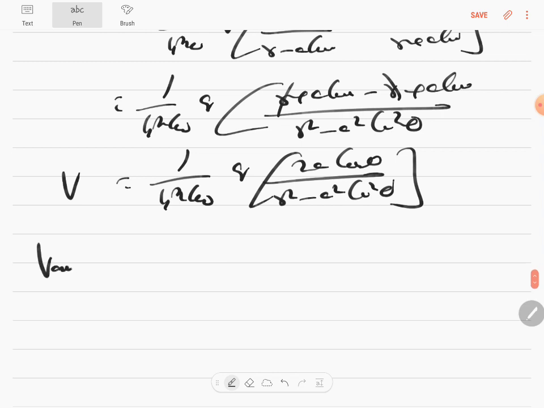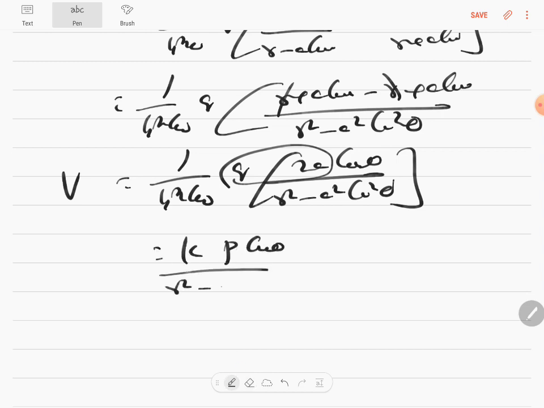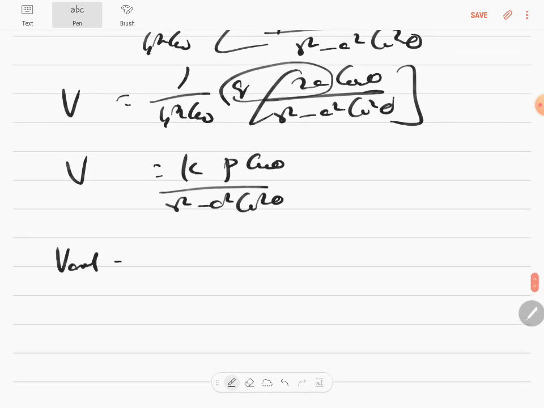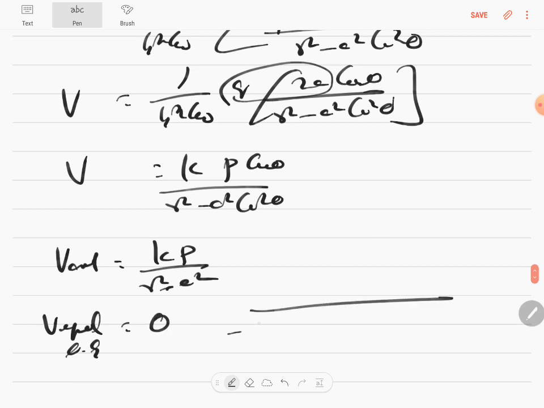Along the axial line, theta is equal to 0. Cos 0 is 1. So 1 by 4 pi epsilon naught into q into 2a can be written as p. This simply we can write as kp cos theta by (r square minus a square cos square theta) for any point. And for axial, you can write theta is equal to 0, so kp by (r square minus a square). And for equatorial, theta will be 90, and so the potential along an equatorial line of a dipole is always 0.